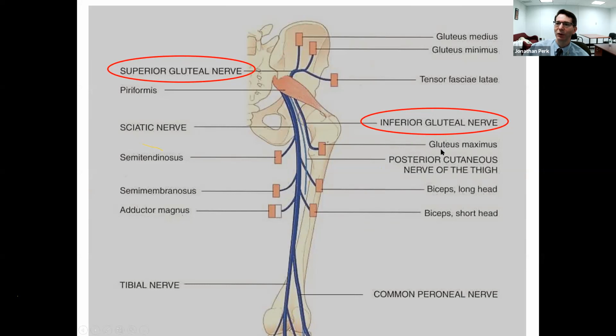So this will make it easier for you to remember. The inferior gluteal nerve innervates the gluteus maximus, the most powerful muscle in our body. And that's what extends our hip, and that's what allows us to rise from a sitting position. Okay. So remember that. It's a little bit counterintuitive. The inferior gluteal nerve innervates the gluteus maximus.